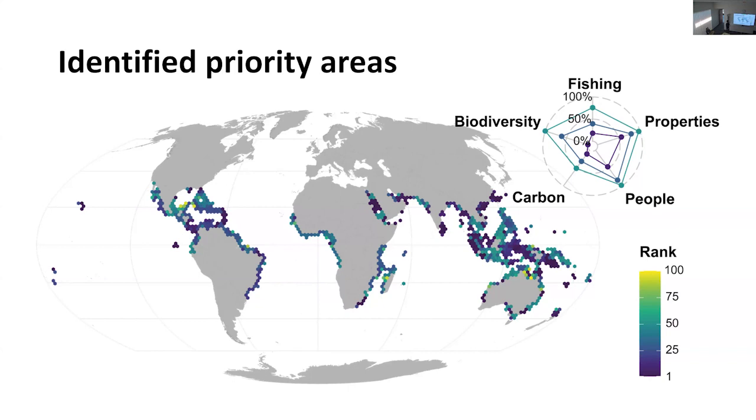And in the radar plot there, we show the percentage of the total value of the ecosystem services that we were reaching for like 10%, 30%, and then 50% of the selection of the total mangrove area, and also the amount of biodiversity target that we were reaching.